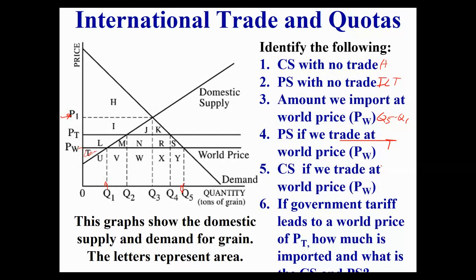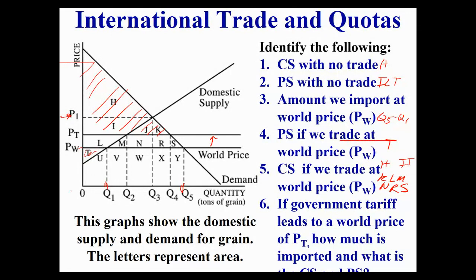Wow, that's going to be a lot of letters. That is going to be H, I, J, K, L, M, N, R, and S. Whew, that's a lot. If the government puts a tariff leading to us to go up in price, how much are we going to import then? So now if we go up to this new tariff, consumer surplus will be this.